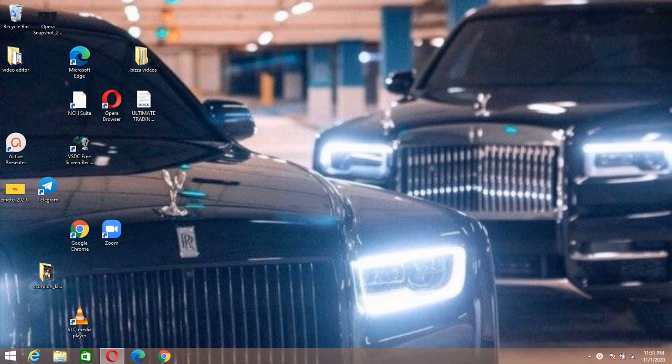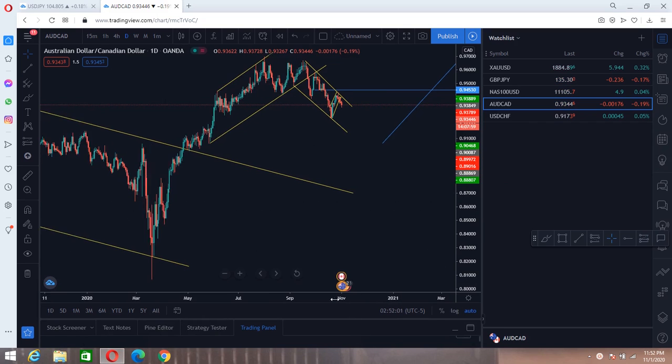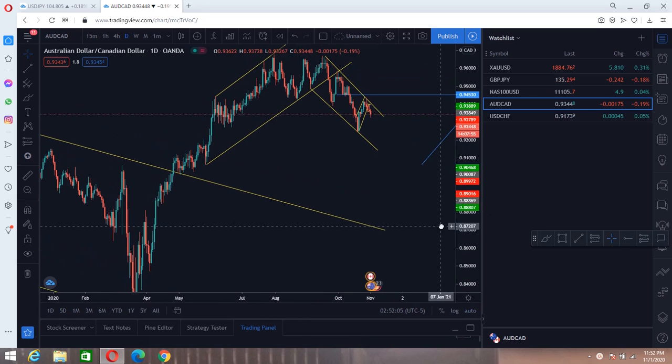So for today, we're gonna check our weekly setups. We're gonna see which pairs we're gonna take entries for the week. So I'm gonna start with AUD CAD.